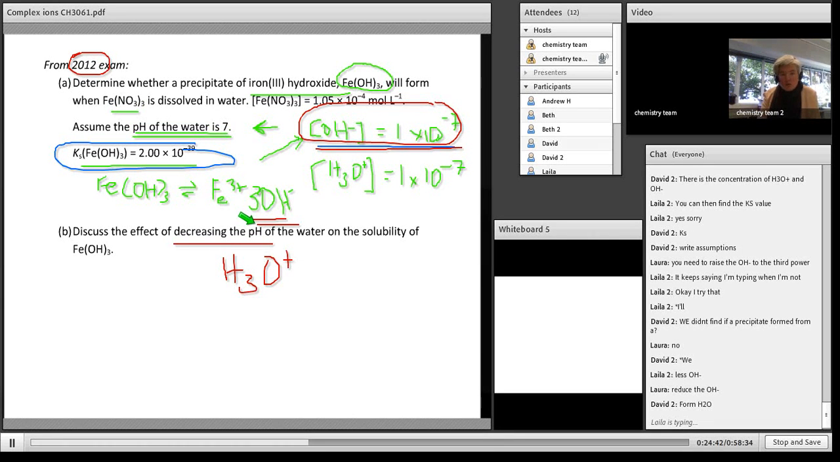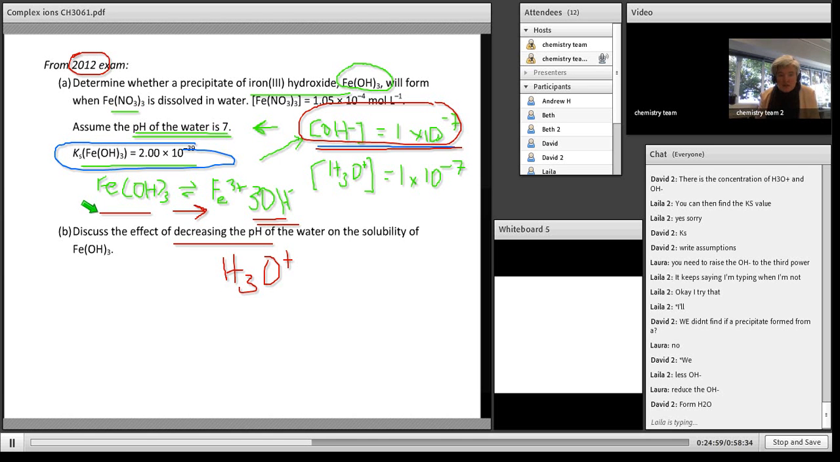by forming water. And if I'm removing the OH-, the equilibrium position is going to shift in such a way as to remove that stress, so by adding more OH-, which means that my iron hydroxide will start dissolving.